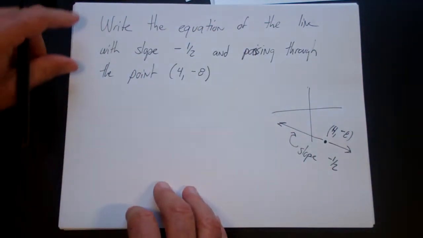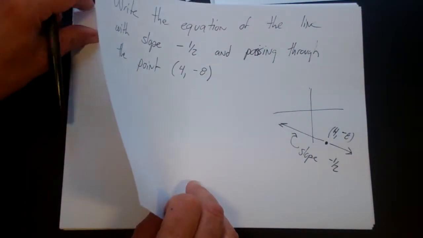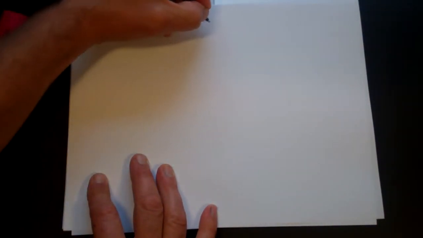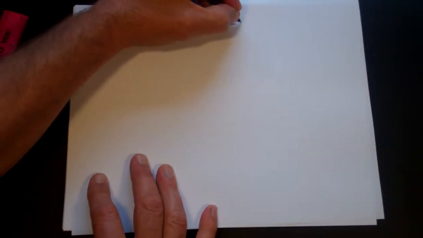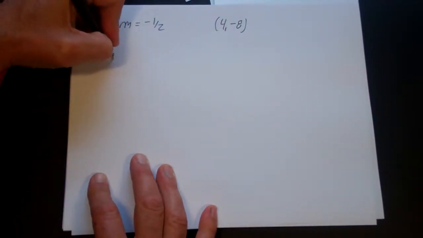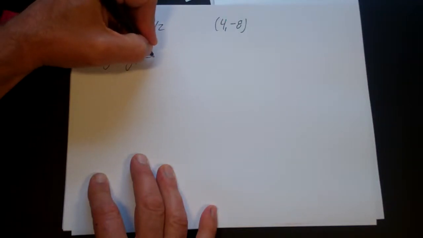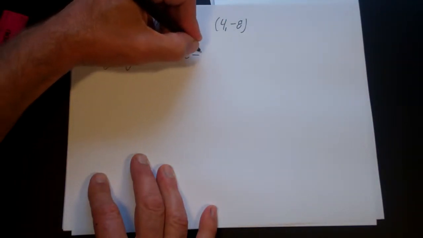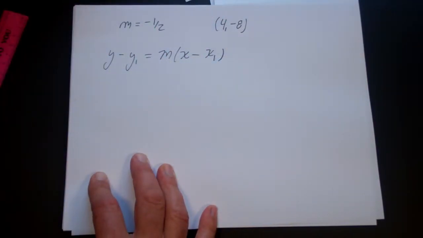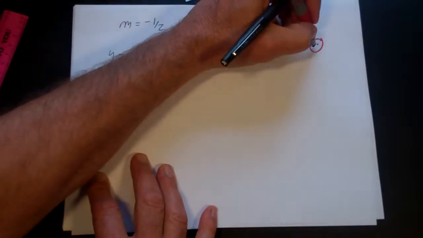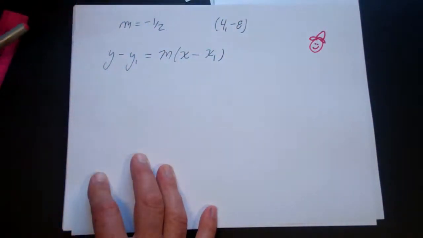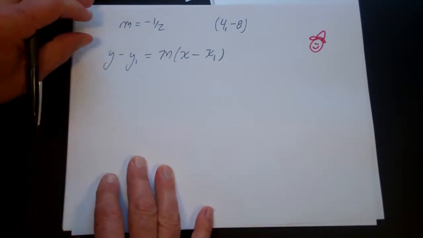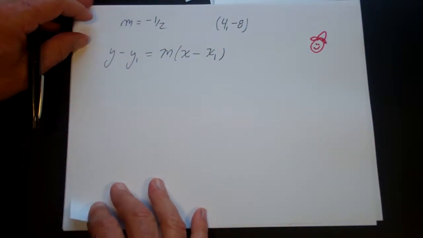So let's think about how we're going to solve this problem. Well, the very first thing that we're going to do, let me just write down the slope and the point. We're going to use the point-slope formula. You're going to have to memorize that that's the formula that you need to use. You're usually going to be using this. Let's draw a memorized guy right here. So it's going to be y minus y1 is equal to m times x minus x1.